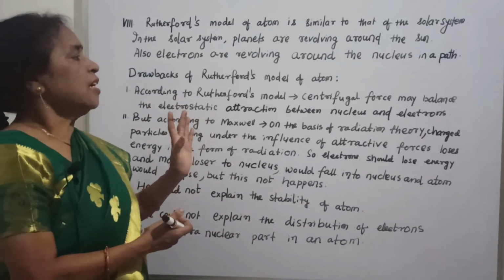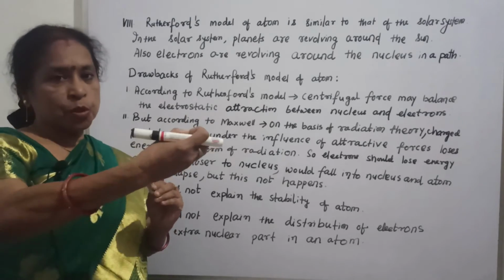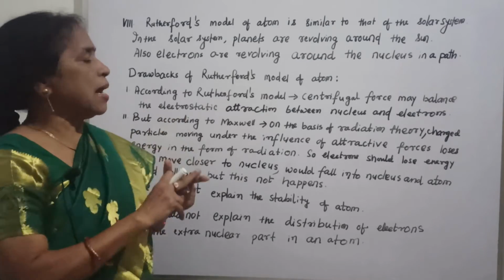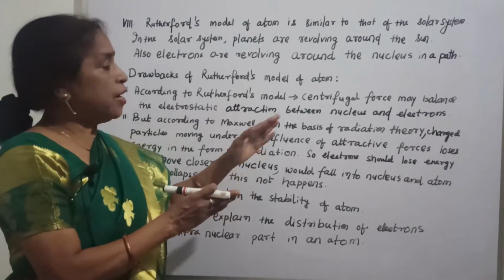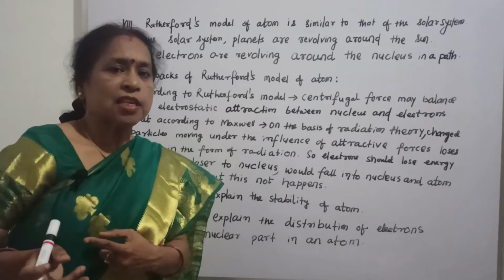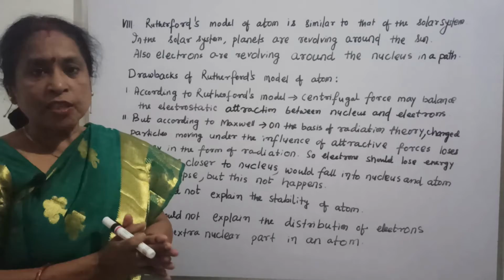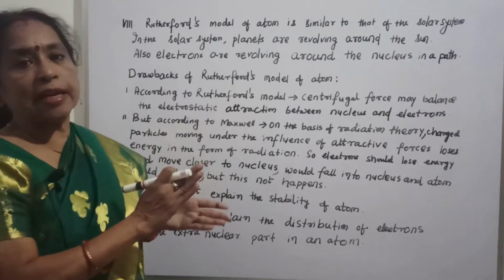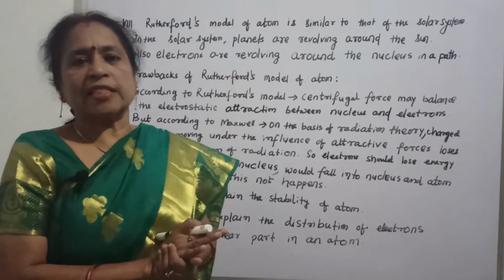See here, the centrifugal force acts outward, and that centrifugal force will be balanced by the electrostatic attraction between nucleus and electrons. The nucleus contains positive charge and the electrons are negatively charged. That is also one type of electrostatic force of attraction, and he said that both balance each other.